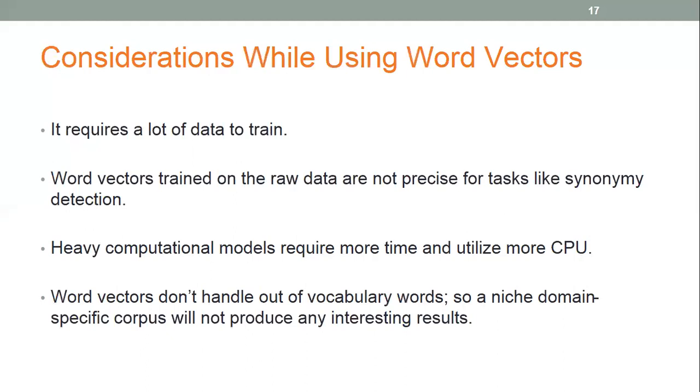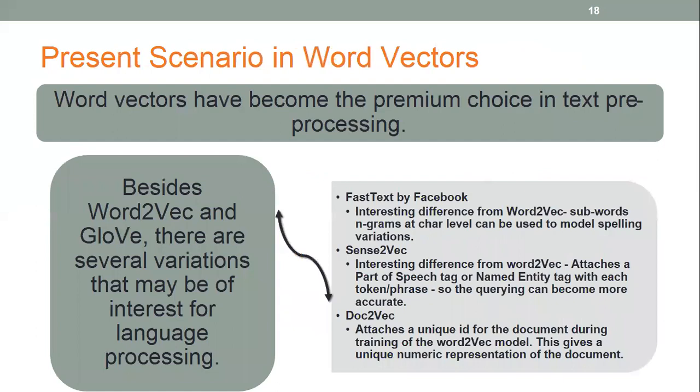Another variation is sense2vec, which essentially attaches a part of speech or a named entity tag to the word or a phrase, so that the querying becomes more accurate. So when we are training, we know that this is a noun, and this is the context it appears in as a noun. And if something appears as an adjective, this is the context that it appears in as an adjective. And when querying, if we ask for an adjective, the vectors will essentially also have the knowledge of that when they are trained.